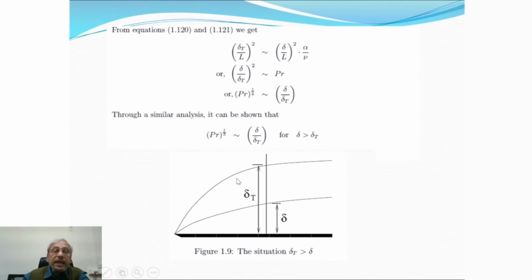In this case, we have taken an example. We will take another example also. In this example, delta T is greater than delta. That means the thermal boundary layer thickness is greater than the velocity boundary layer thickness.